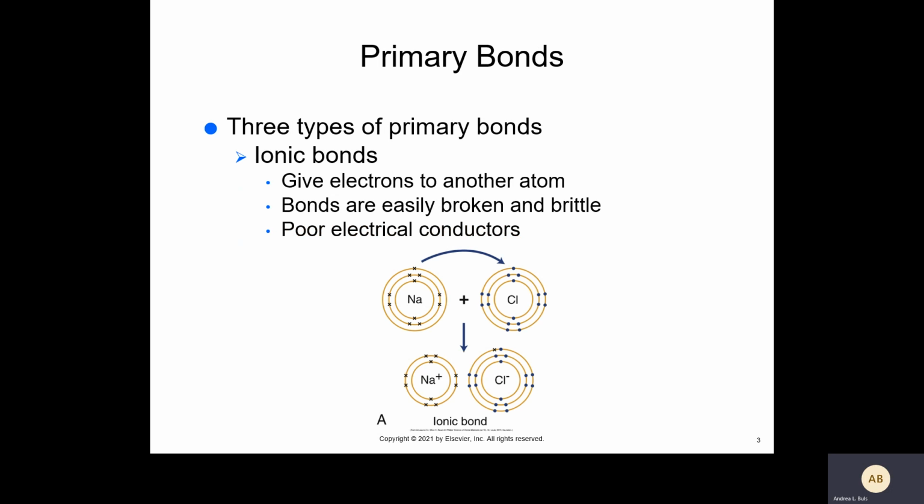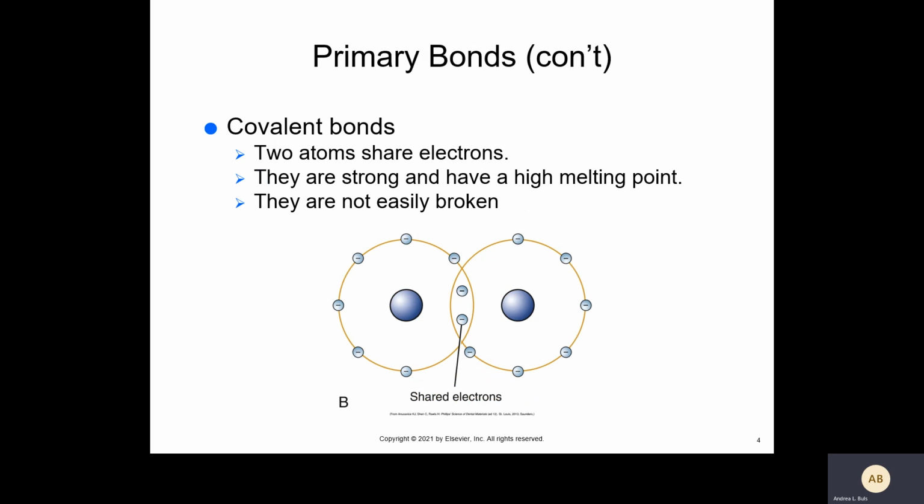There are three types of primary bonds. We have ionic. Ionic will give electrons to another atom. These bonds are easily broken and very brittle, and these are poor electrical conductors. Another type of primary bond is the covalent bond. Anything "co" to me means share. So these atoms share electrons in their outer shell. They're strong and they have a high melting point, and they are not easily broken.